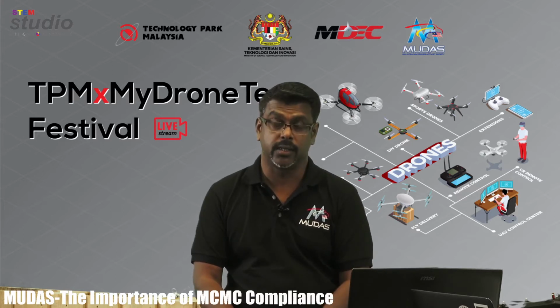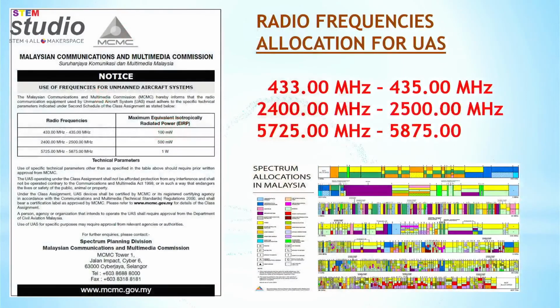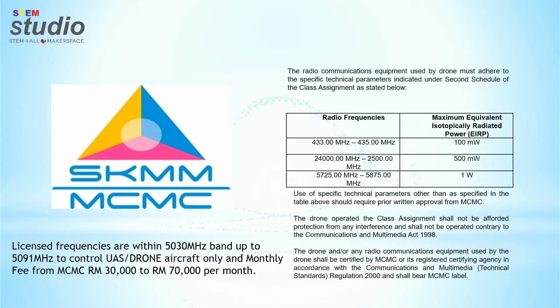So here are the frequencies that are allowed, and the special frequency is down there, 5030. Now, if they want to use even different frequencies in an area, as we are going to come up with a few test beds in Malaysia, they have to write into SKM, MCMC, and explain the need for such a requirement, and it very much depends on MCMC's approval.